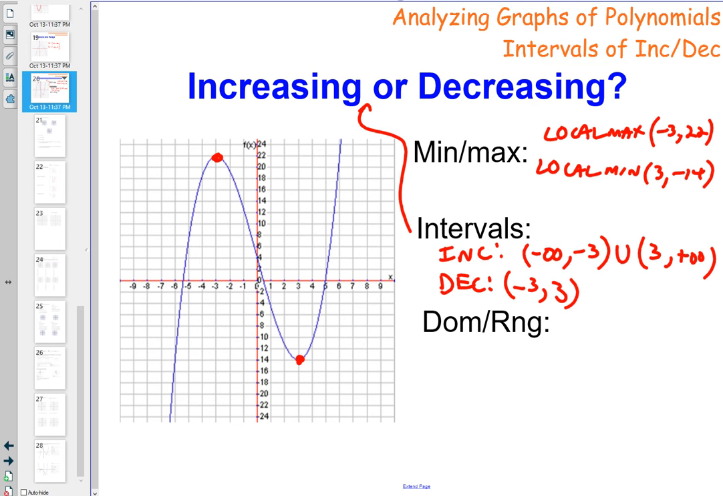Lastly, domain and range. What's the domain of this polynomial function? Yeah, this will go forever left, forever right, so all real numbers: negative infinity, positive infinity. How about the range here? Yeah, because I do have an arrow going up and an arrow going down, this will go forever down and forever up.